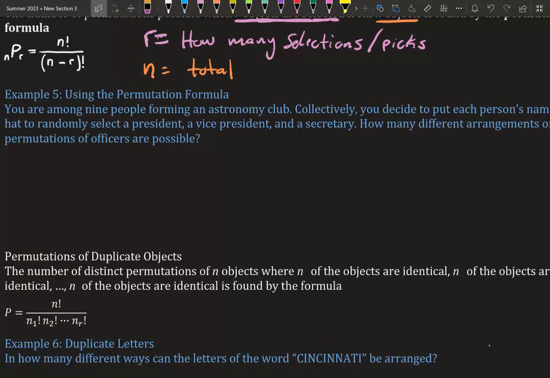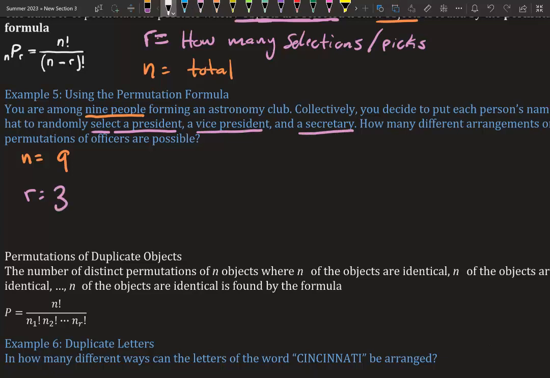So because this is a permutation, I know I'm going to use my formula nPr equals n factorial over n minus r factorial. So we need to identify two things, our n and our r. Your n is your total. That means in this example, everyone in the club. There's 9 people. Your r is how many you're selecting. So you're selecting a president, a vice president, and a secretary. So you're selecting 3 out of the 9 people.